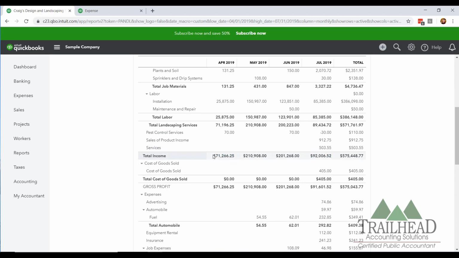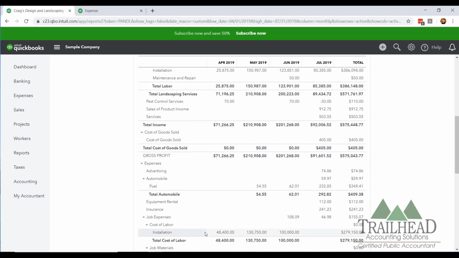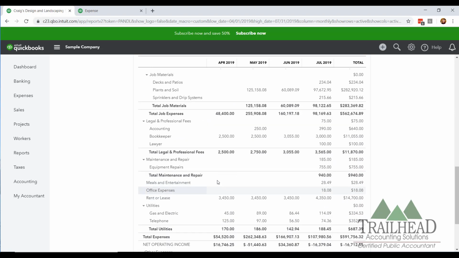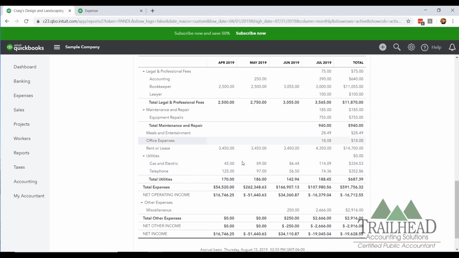You can see this landscape company from April through July has total income of $575,000. So they're running a pretty good company. And then under that, you have all of your expenses, all the way down here until you get to your total expenses. This tells you that they're running expenses of $591,000. And then down here, your net income number.